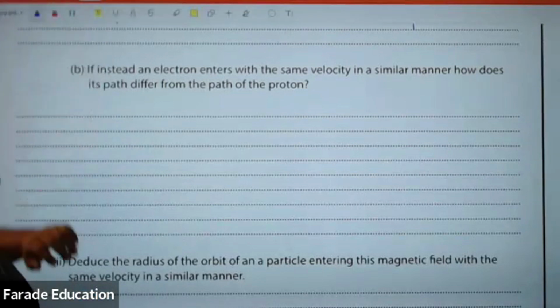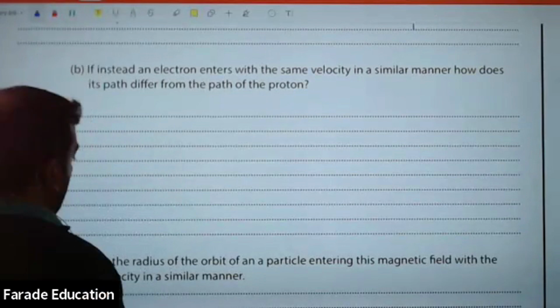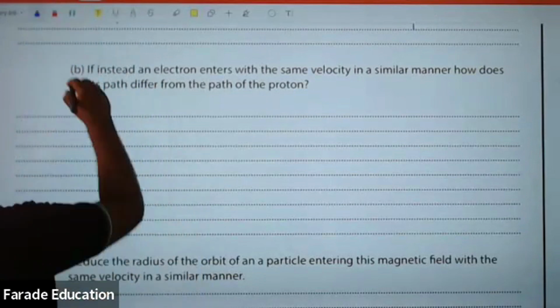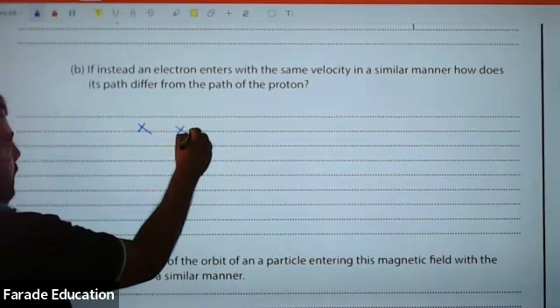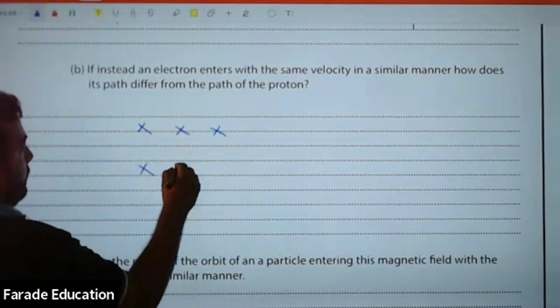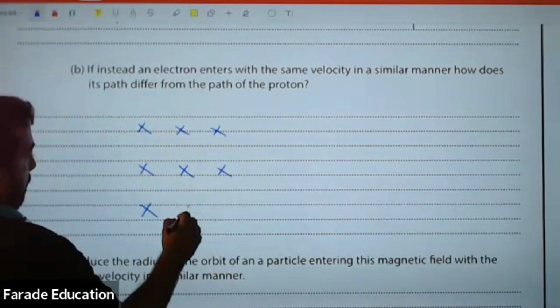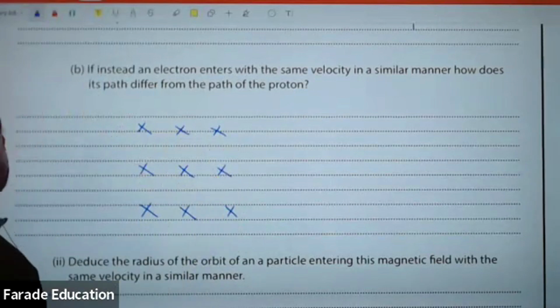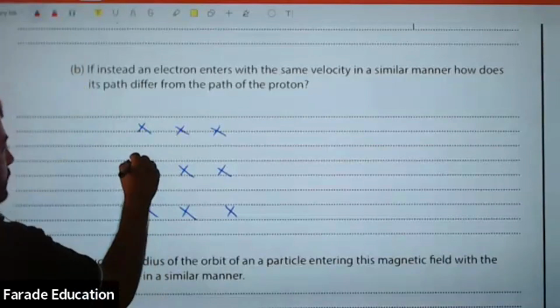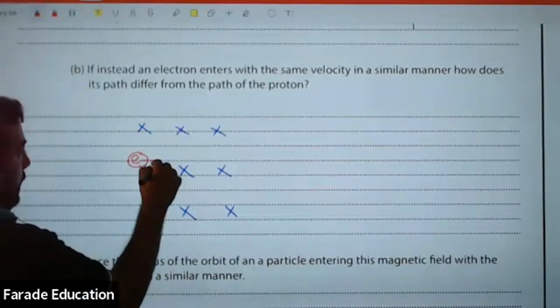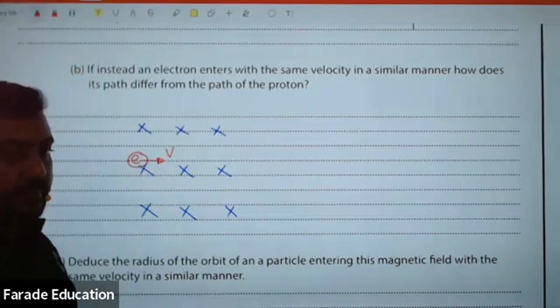If instead an electron enters with the same velocity in a similar manner, how does the path differ from the path of the proton? Now here, the magnetic field is here. The electron is here, and enters with a velocity v.